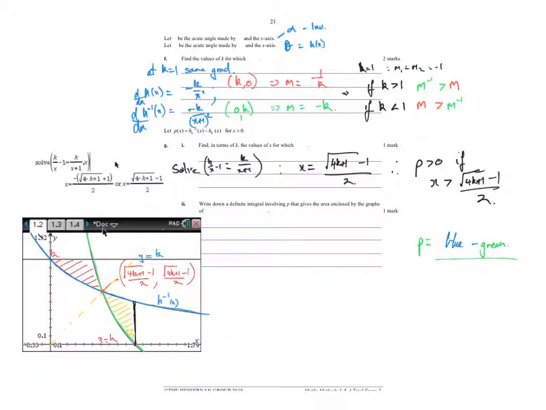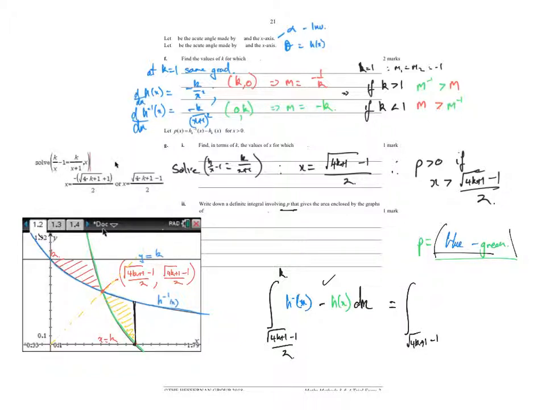Well, that area in green would be the integral from that first red point, root 4k plus 1 minus 1 on 2, to the point k, of the top function, which is the blue function, h inverse of x, minus the bottom function, which is the green function, h of x, dx. Yeah, so that's what the area is, but we've been asked to give that in terms of p of x, and p of x is simply that function there. So the equivalent statement would be the integral from root 4k plus 1 minus 1 on 2 to k of p of x dx.